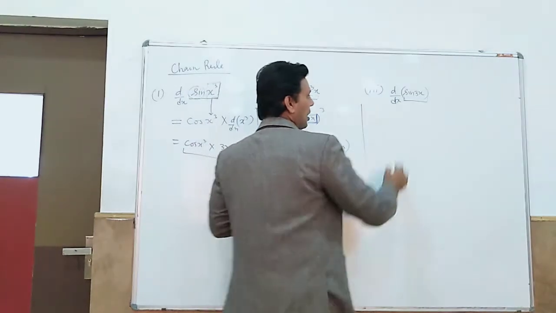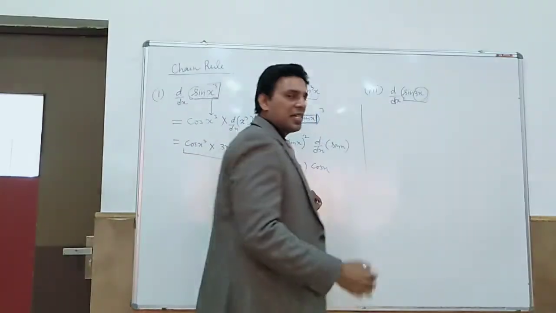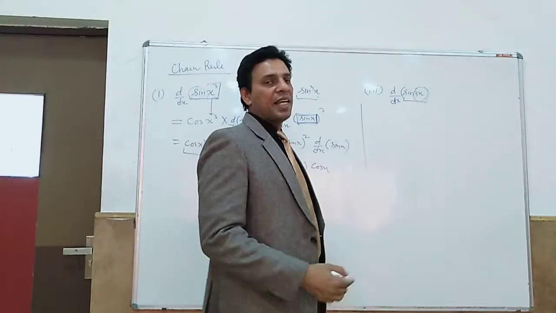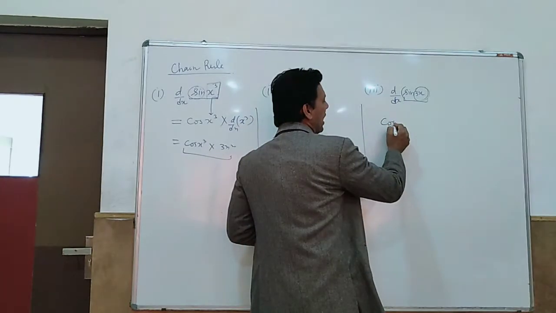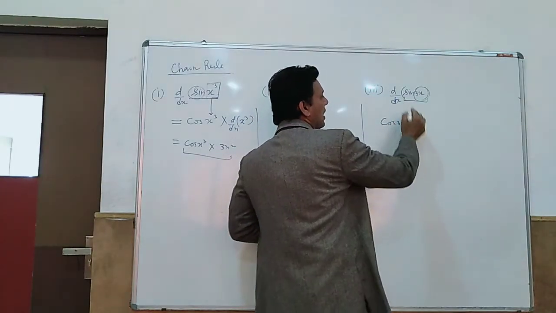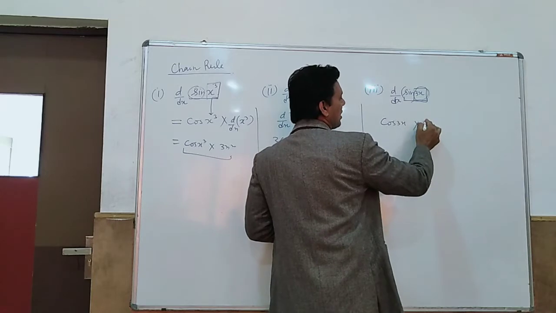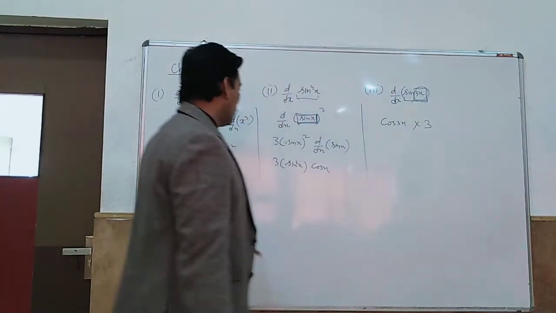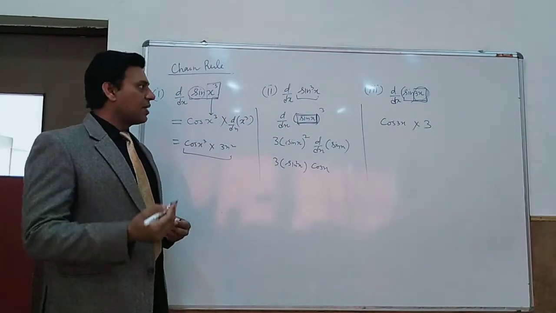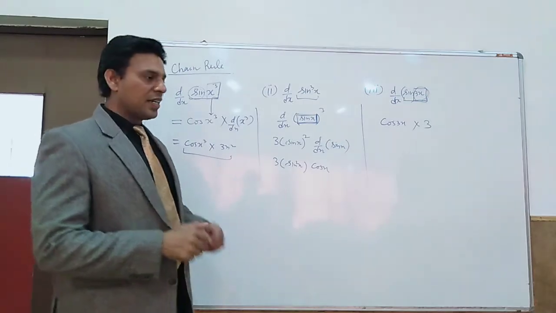Similarly, now your function is not x, suppose it is x. So the differentiation of sin x is cos x. So you have to write cos x first, then the differentiation of 3x is 3. So this is called chain rule. So I am taking more questions to make it clear. Keep watching.